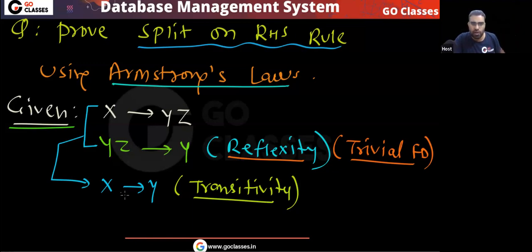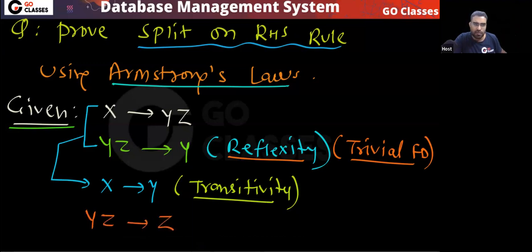Now tell me, how to prove X determines Z? Let me know. Again, very simple. What I can do is say that YZ determines Z. What is this law? Again, this law is reflexivity. Yes or no? This law is reflexivity.